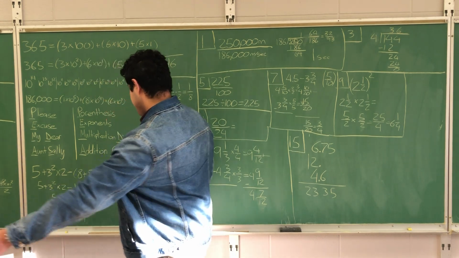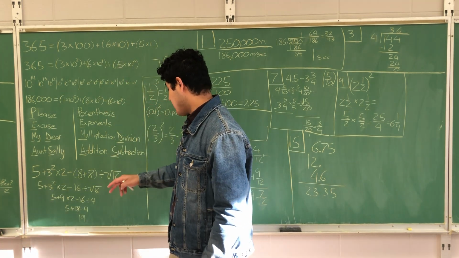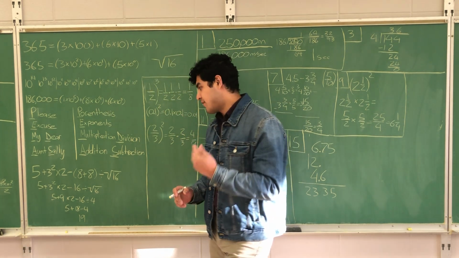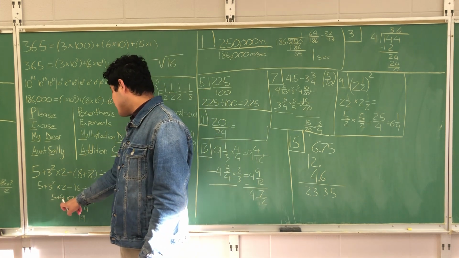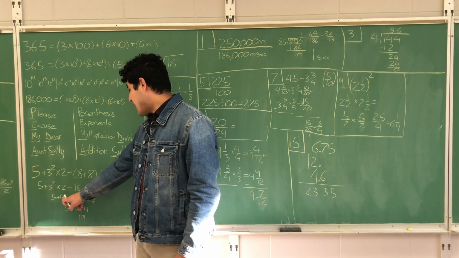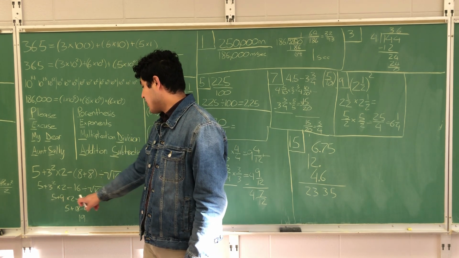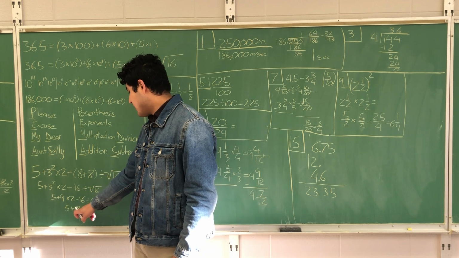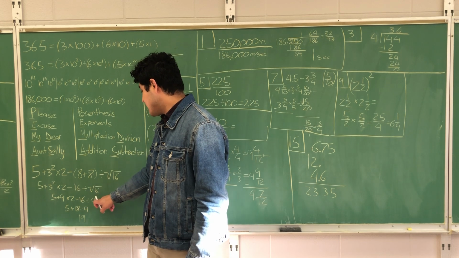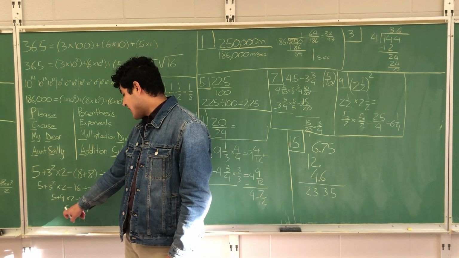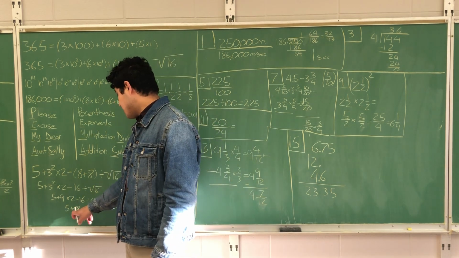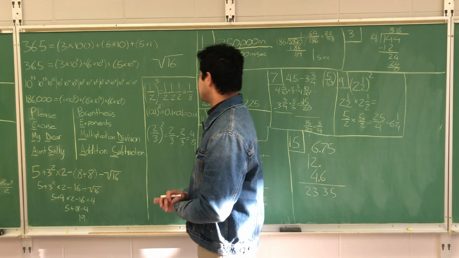And then I solve my multiplication and division problems, again, from left to right. So I've got 5 plus 9 times 2 minus 16 divided by 4. So I need to solve 9 times 2 and 16 divided by 4. So now I have 5 plus 18, which is 9 times 2 is 18, minus 16 divided by 4 is 4. And now I can do my addition and subtraction in that order. So 5 plus 18 minus 4 is 19.